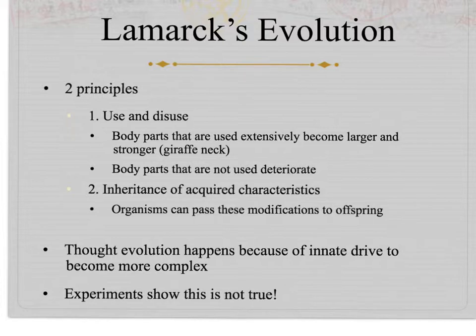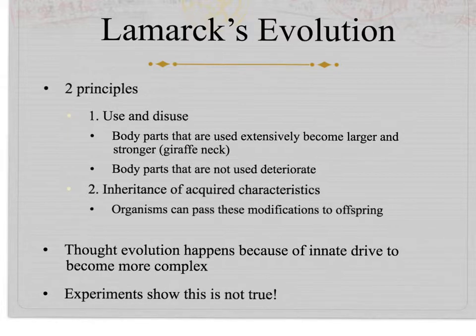His second principle was the inheritance of acquired characteristics. Okay, so that would mean that these organisms had these body parts that were used or disused, and they would pass these modifications on to their offspring. So he thought that evolution would happen because organisms had an innate drive to become more complex.